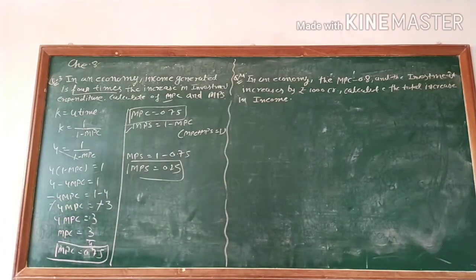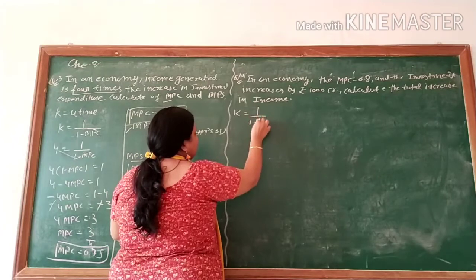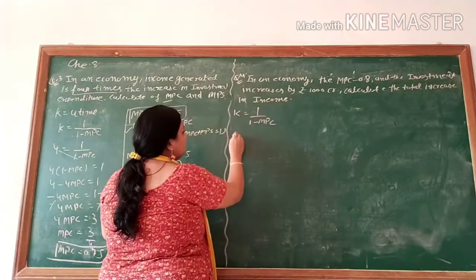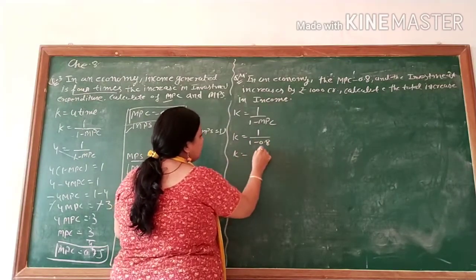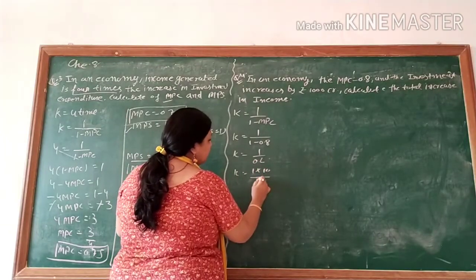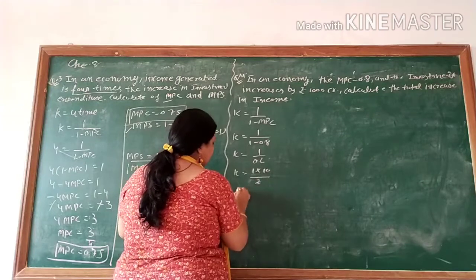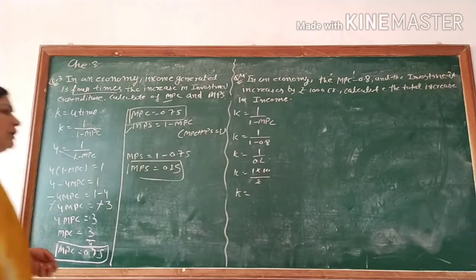Now the next sum. In an economy, the MPC equal to 0.8 and the investment increased by rupees 1,000. First we find out the money multiplier, because K equal to 1 upon 1 minus MPC, and MPC is given to you. So K equal to 1 upon 1 minus 0.8, so K equal to 1 upon 0.2. So K equal to 1 into 10 upon 2. Two fives are 10, so K equal to 5 times. Clear beta? K equal to 5 times.